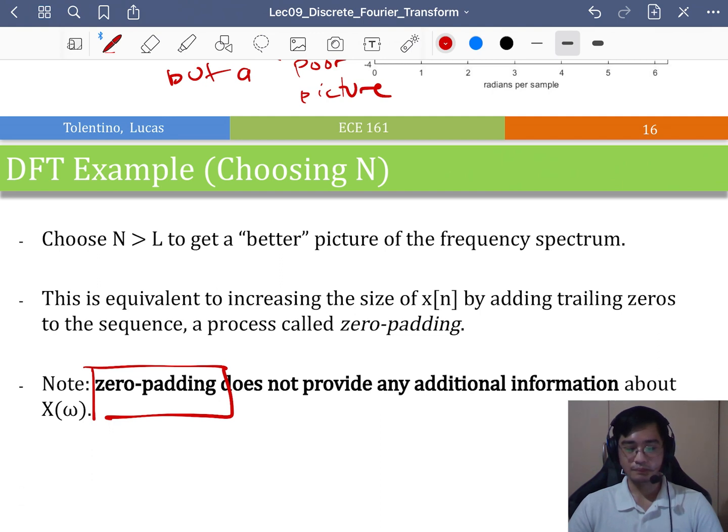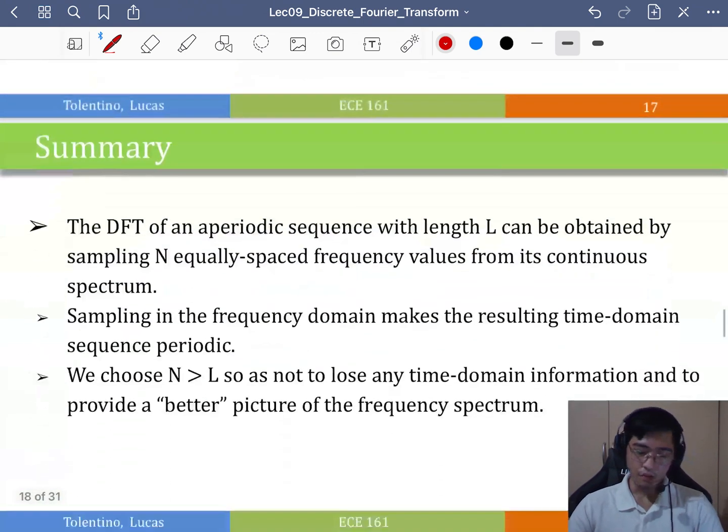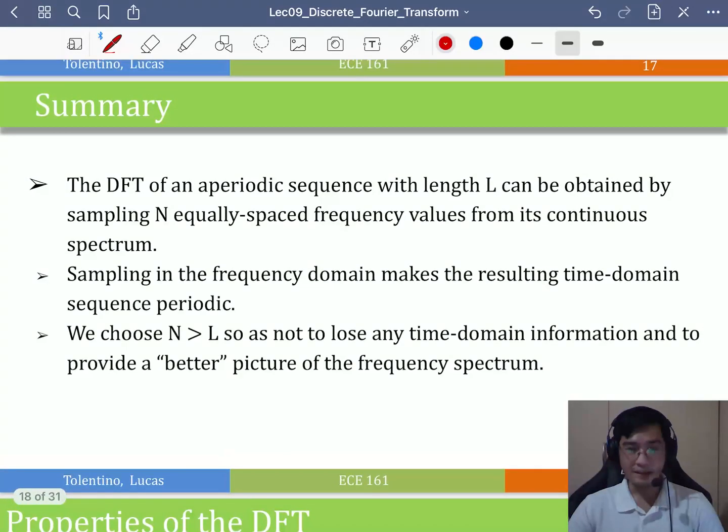Okay. So for summary so far, we're not done with this lecture. Basically, if we want to get the DFT of an aperiodic sequence with length L, we can obtain it by sampling the continuous spectrum at n equally spaced frequency points. When we do that, we are making the original time domain sequence periodic with the same period, capital N.